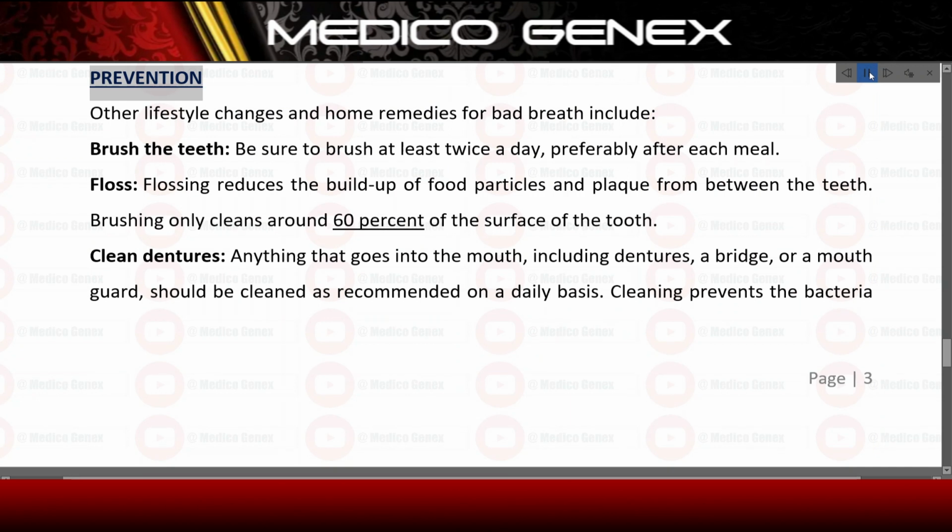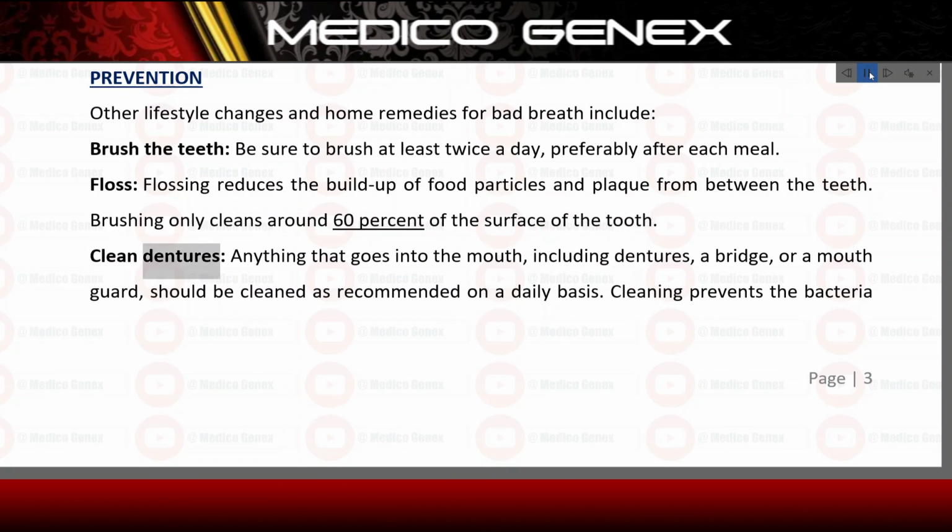Prevention. Other lifestyle changes and home remedies for bad breath include: brush the teeth. Be sure to brush at least twice a day, preferably after each meal. Floss. Flossing reduces the buildup of food particles and plaque from between the teeth. Brushing only cleans around 60% of the surface of the tooth.